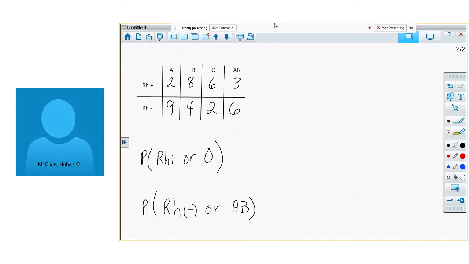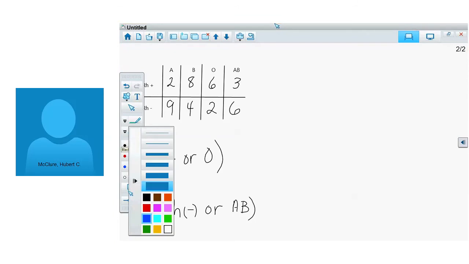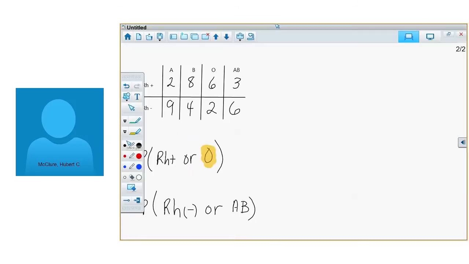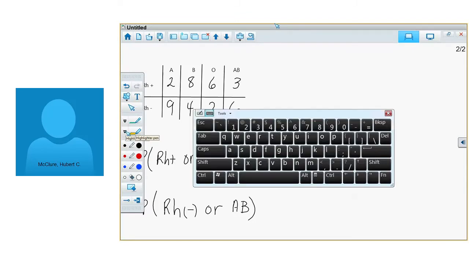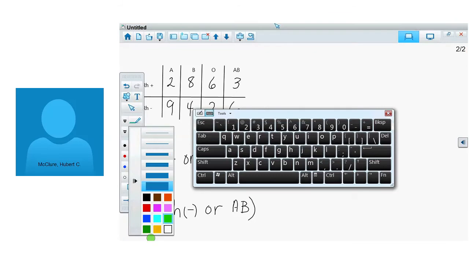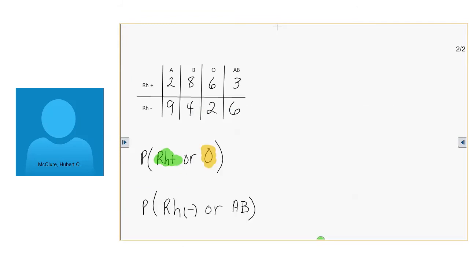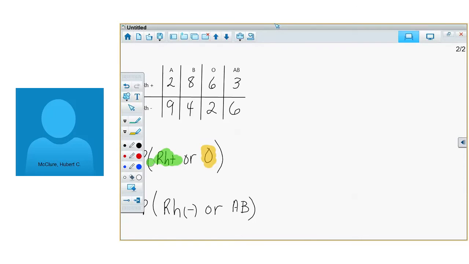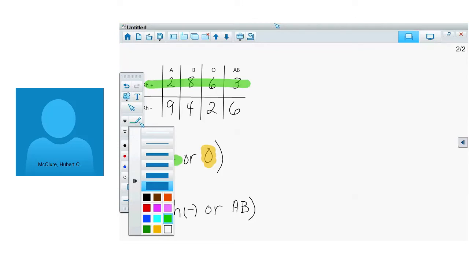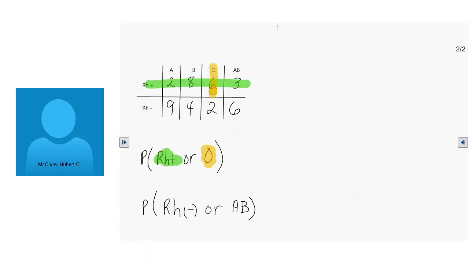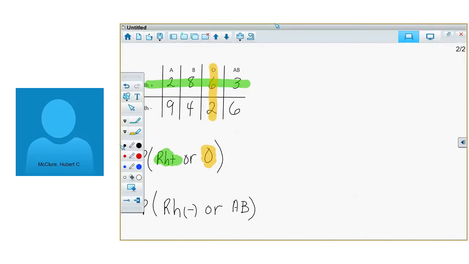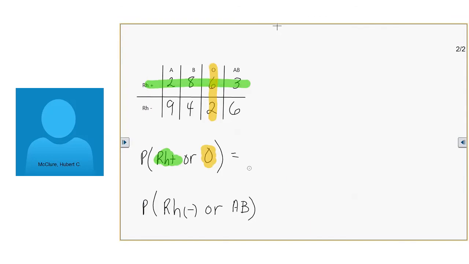So, you've got a highlighter that's yellow and a highlighter that's green. So the green is RH positive, and the yellow is O. Now somebody add up all the numbers. What do you get? 40. All those numbers added up is 40. There. I changed it to an eraser at the beginning of class.